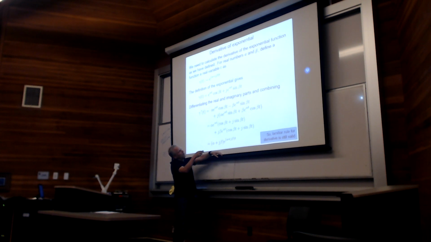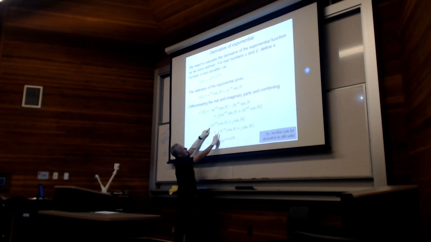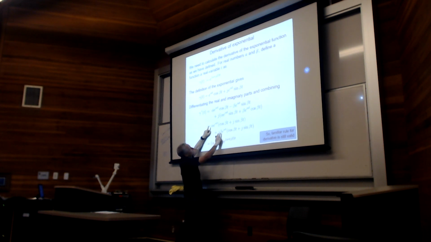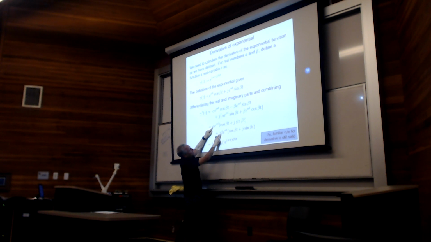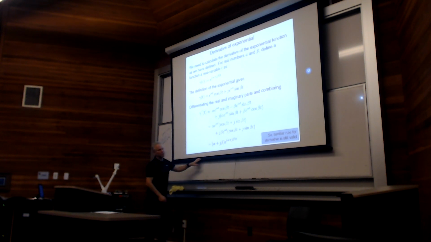I pulled out a j, and that's why I had to flip a sign here. When I pulled a j out of this, I got another j. That -1 is really j squared. And this is exactly just, where did I lose myself? Alpha plus j beta, sorry. Alpha plus j beta times e to the alpha t cosine, which is exactly that complex number.